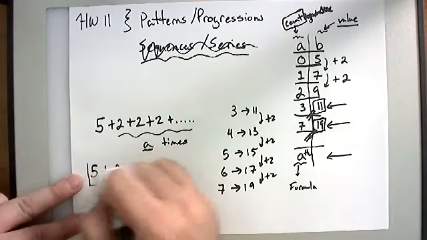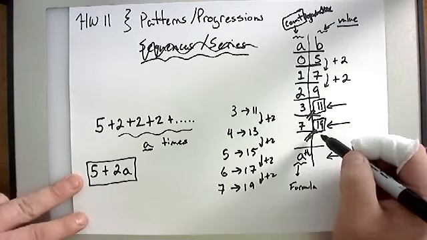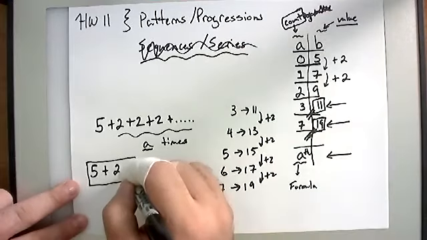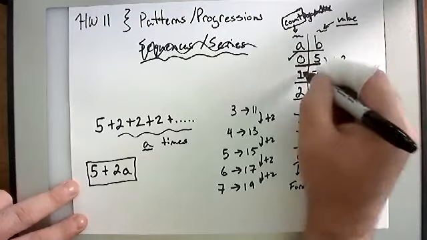Once you have the formula, all of these should be able to be generated from it. So you can check this and know if you're correct. Put in 0 for A. 2 times 0 is 0, plus 5 is 5. It worked.